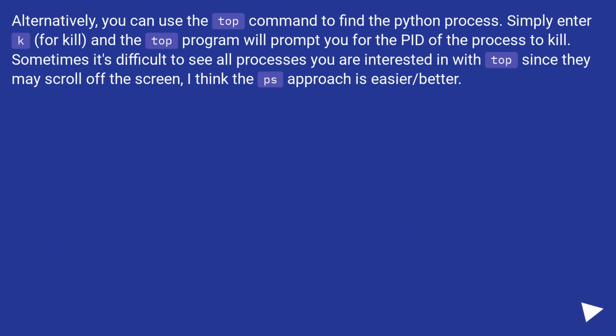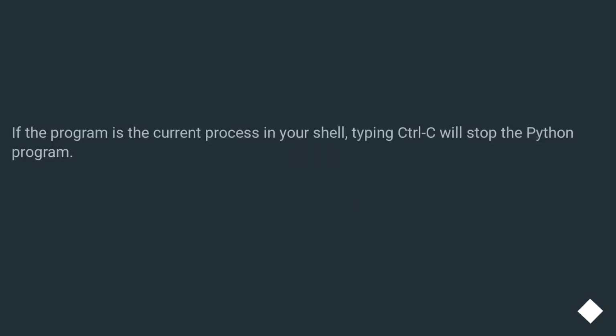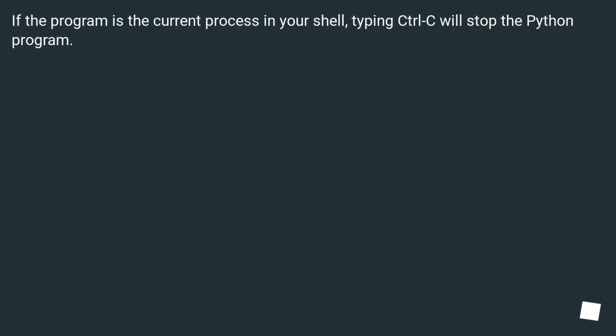Alternatively, you can use the top command to find the Python process. Simply enter K for kill, and the top program will prompt you for the PID of the process to kill. Sometimes it's difficult to see all processes you are interested in with top since they may scroll off the screen. I think the ps approach is easier/better. If the program is the current process in your shell, typing Ctrl+C will stop the Python program.